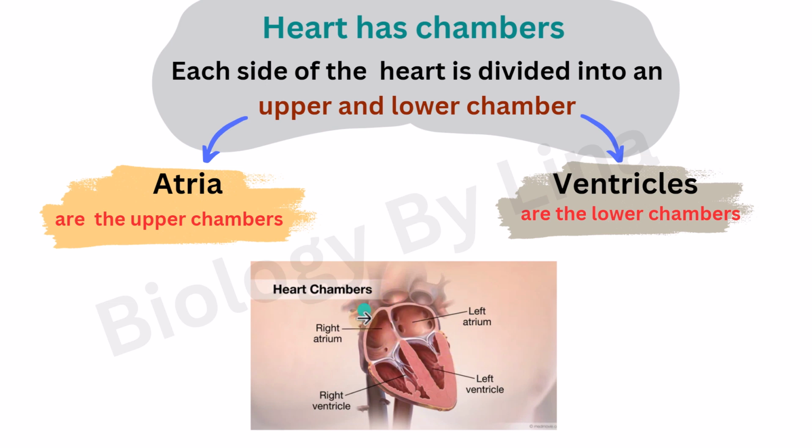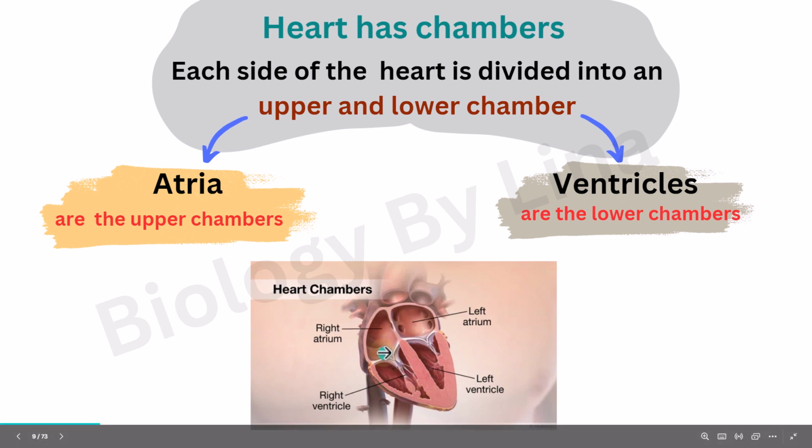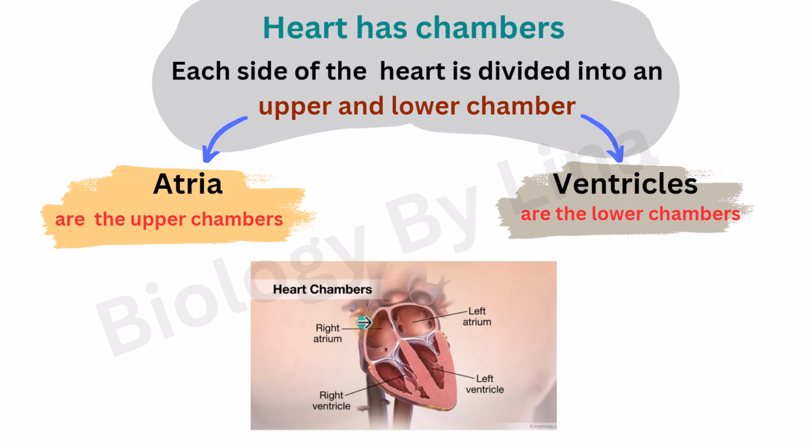And the right side can also be divided into two parts, the upper called the right atrium and the lower called the right ventricle. So pay attention to atria and atrium. If we say atria, it means both of them, the right and left atria. And if we say one of them, it will be atrium, singular, like bacterium.